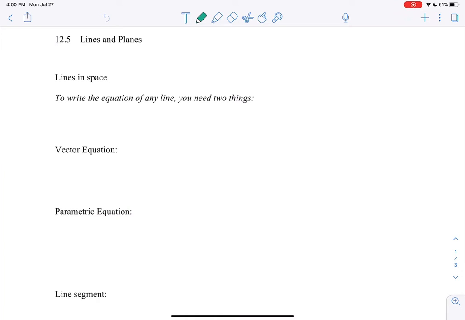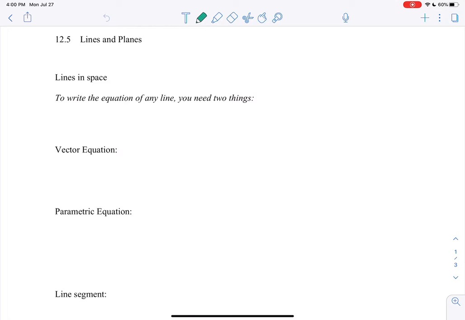Here in chapter 12.5, we're going to be looking at lines and planes in space. Here in multivariable calculus, oftentimes we're going to have to deal with lines and planes. This chapter will cover how we express them, how we write equations for them, and how we can do different formulas and processes using lines and planes.